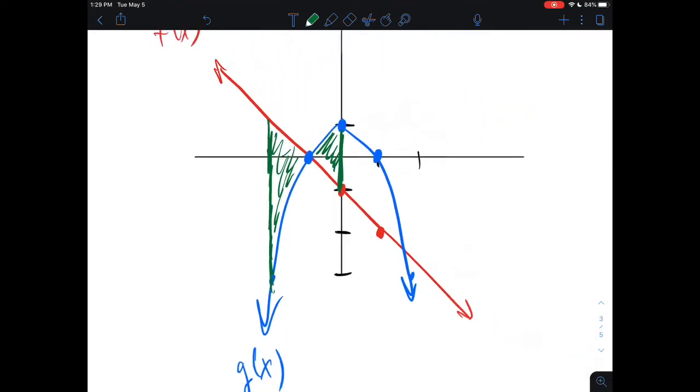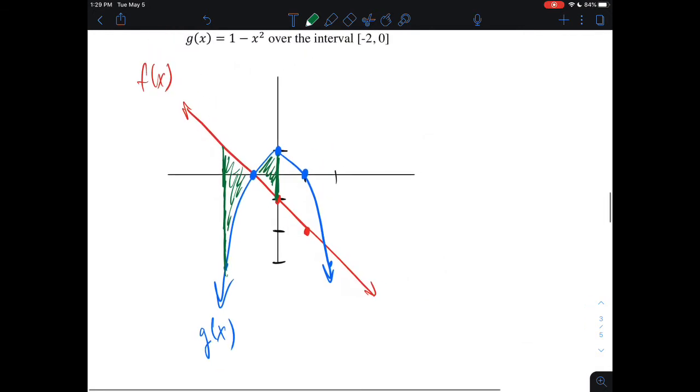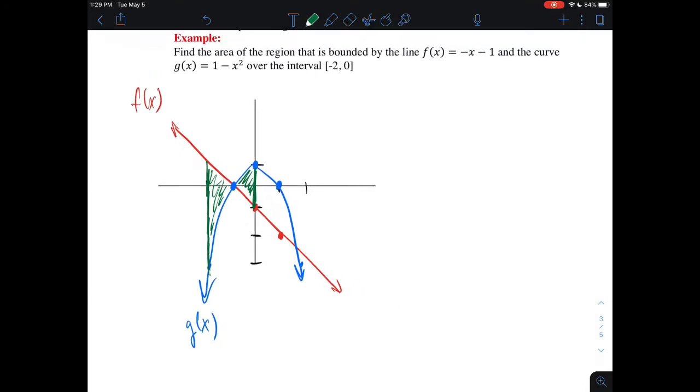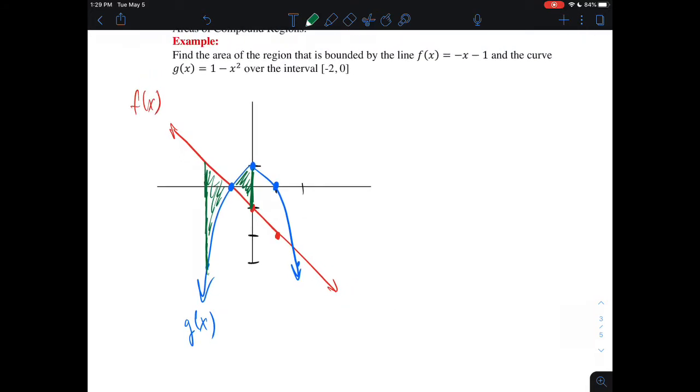So what you can see, and obviously color coding here helps as well, f of x is above g of x between negative 2 and negative 1, but then they switch. g of x is above f of x between negative 1 and 0. You could also check that those intersections are correct, really just the one that we need.